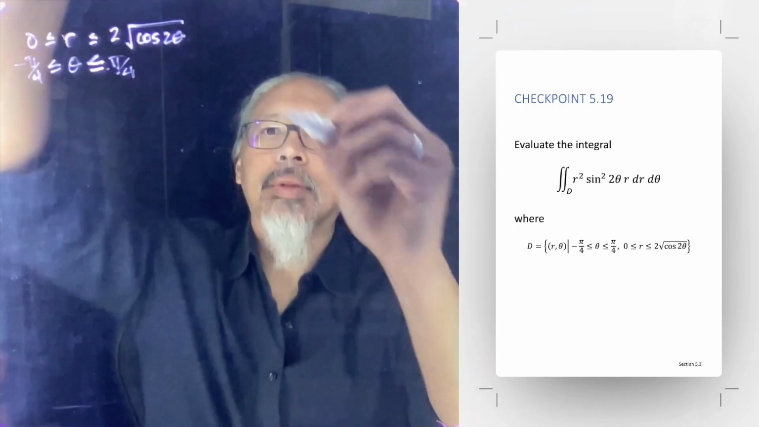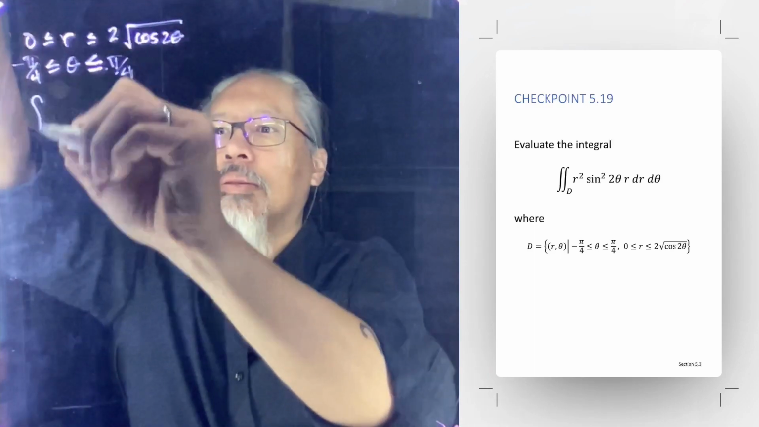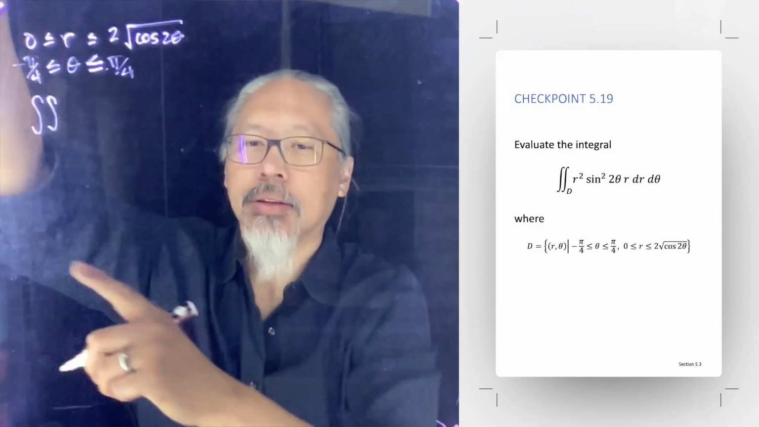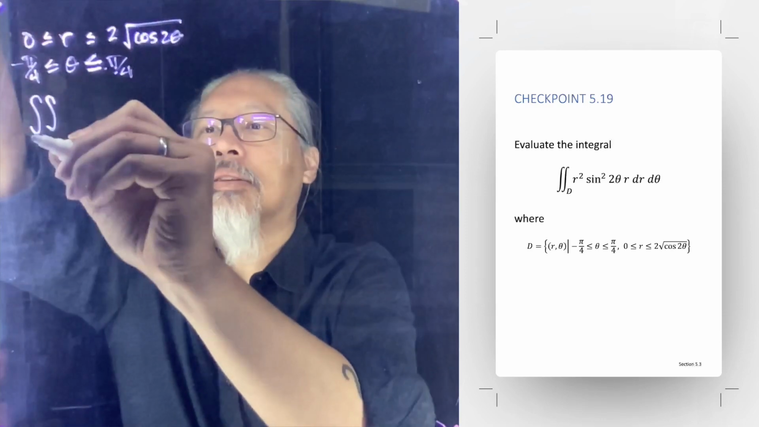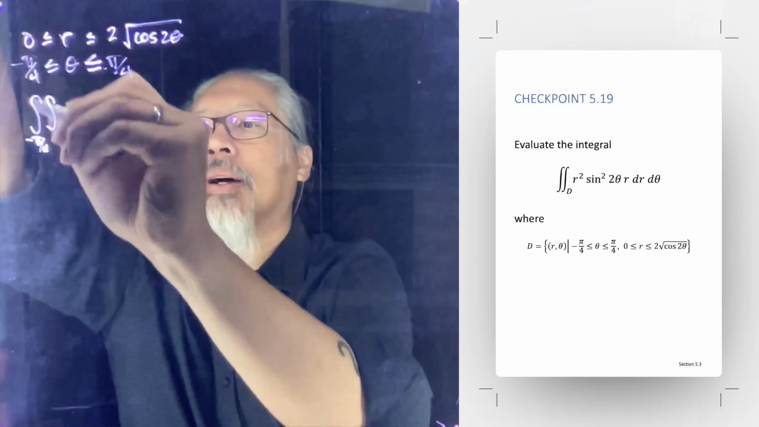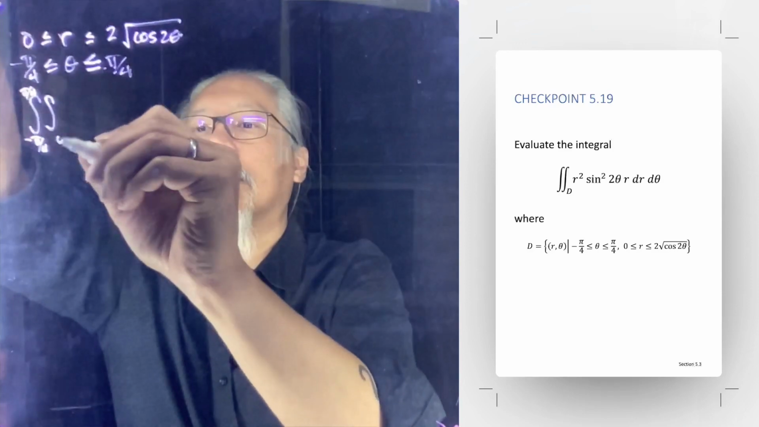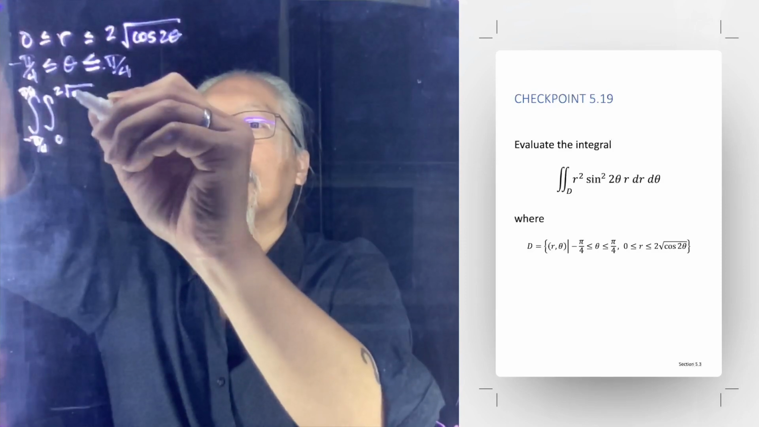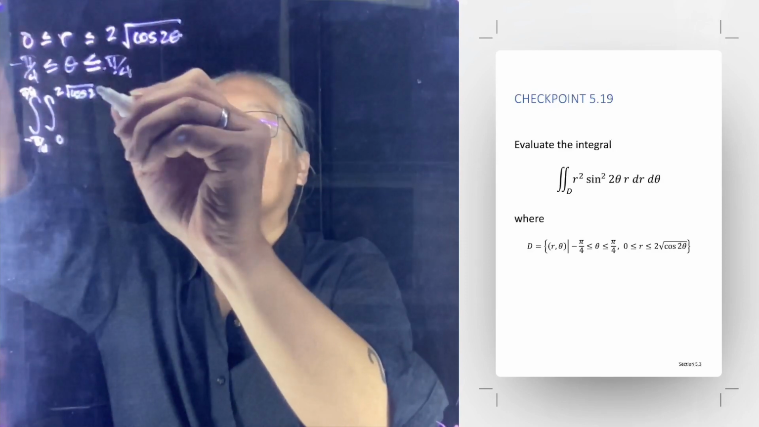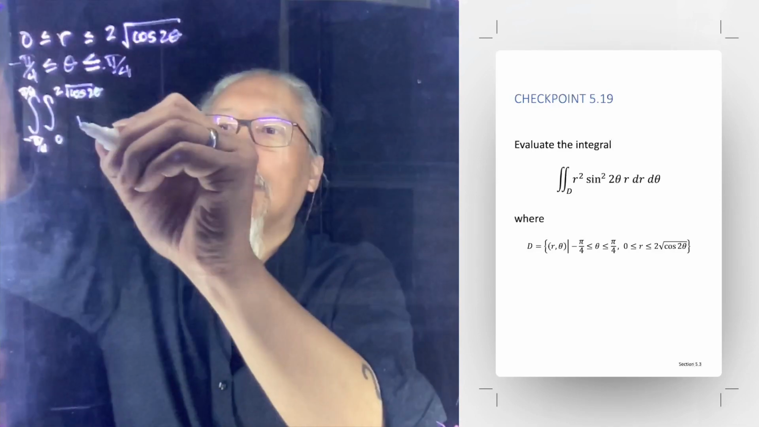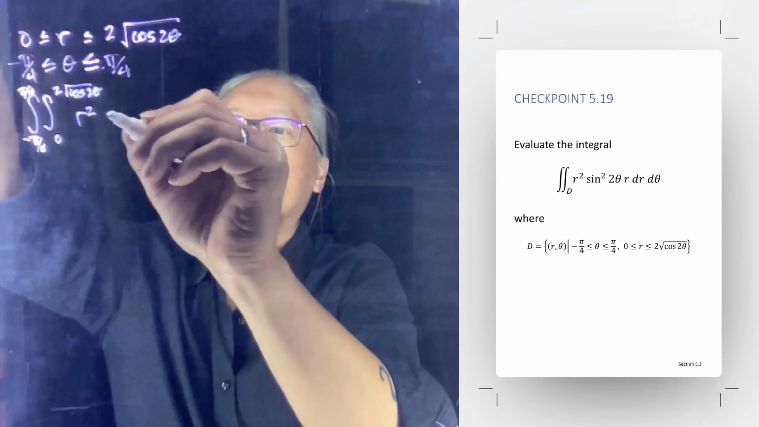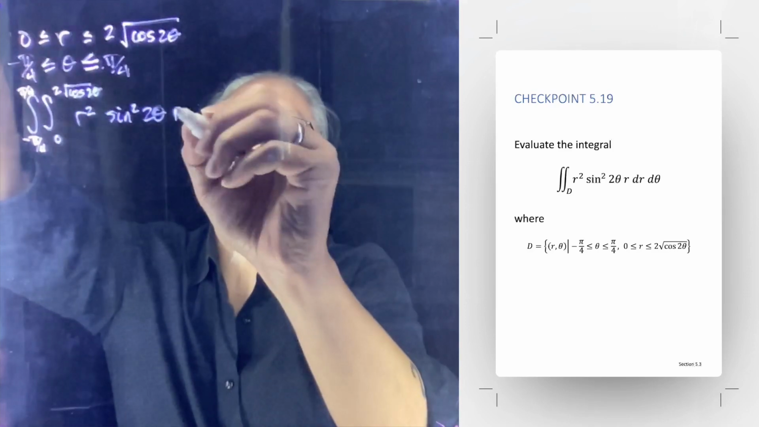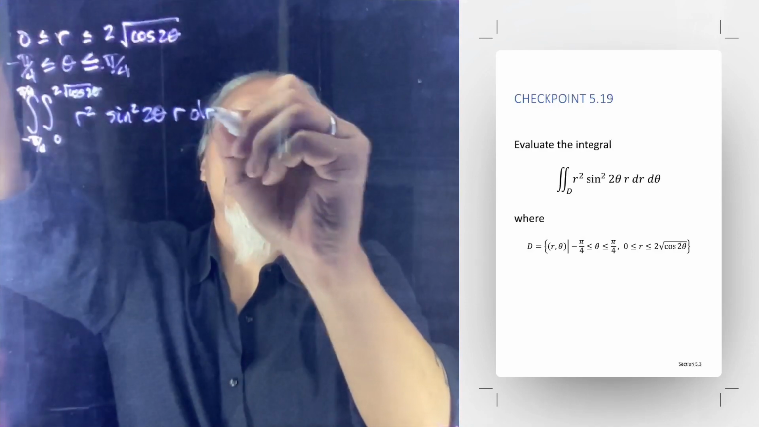All right, so if we set up this integral, let's do the theta on the outside, because it's constant, from minus pi over 4 to pi over 4. The inside integral is r going from 0 to 2 square root of cosine 2 theta, and the integrand is r squared sine squared 2 theta with an extra r, and then dr d theta.